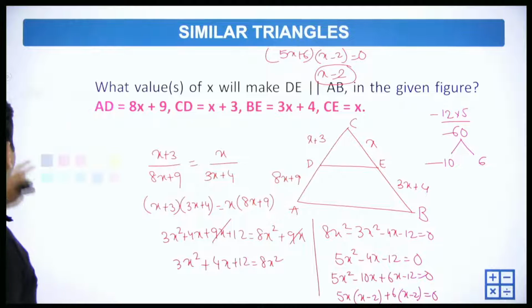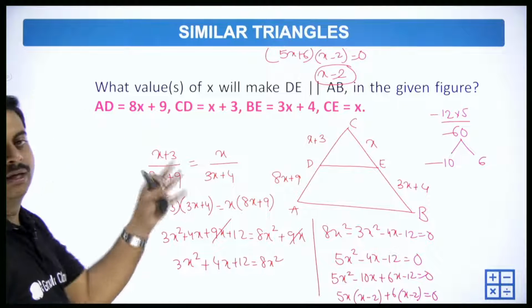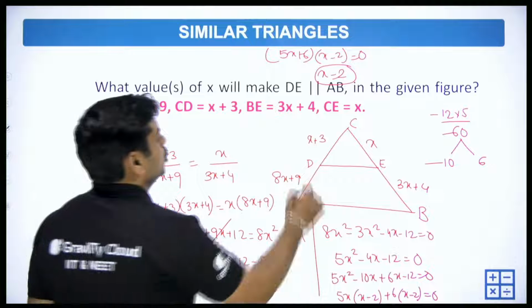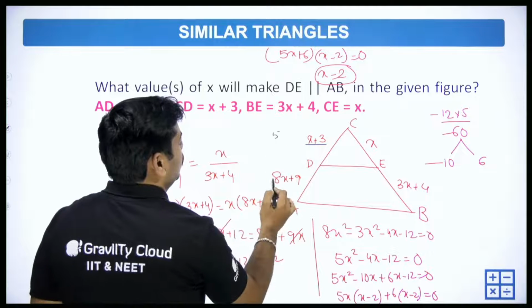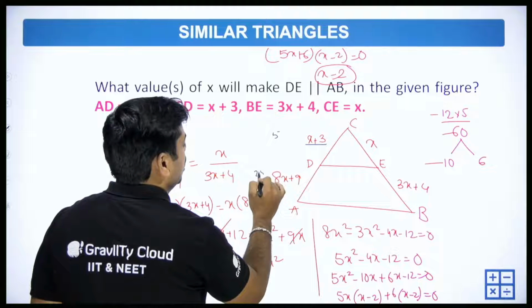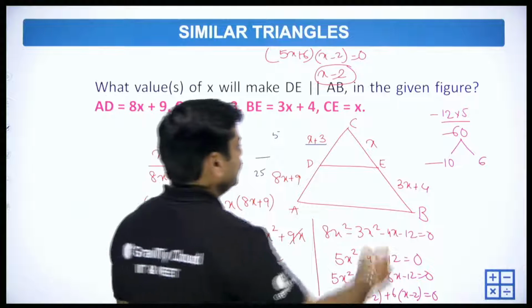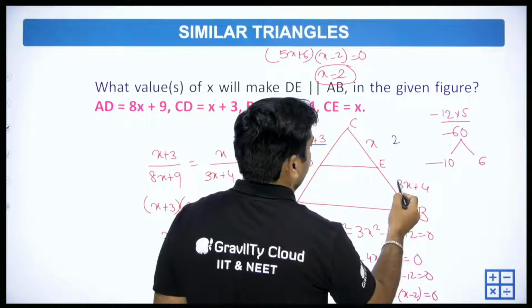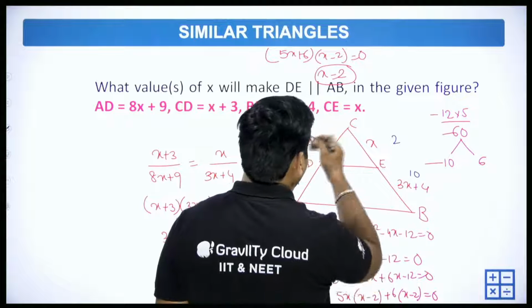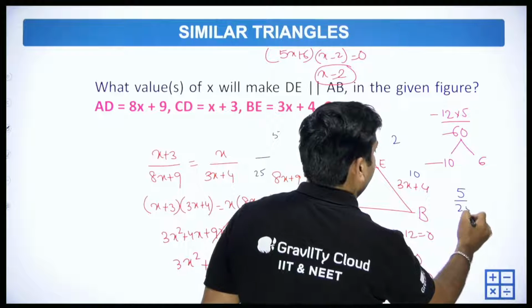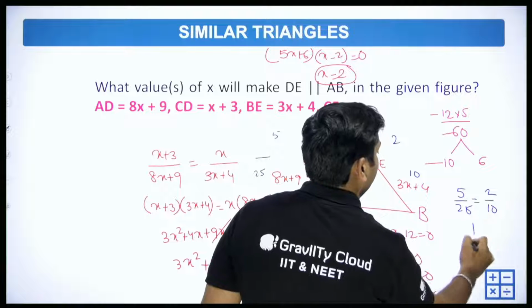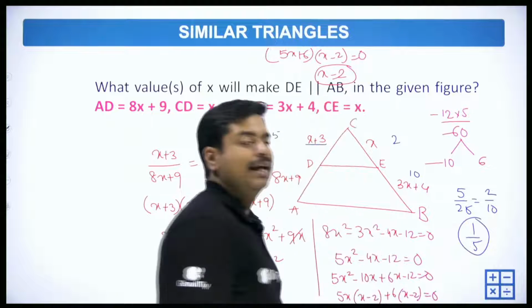If you want to verify, it's very simple. Just substitute x equal 2 in the given expressions. So 2 plus 3 is 5. 8 plus 16, 16 plus 9 is 25. So 5 by 25 should be equal to, x is 2, so 3 plus 6, 6 plus 4 is 10. If you carefully observe, 5 by 25 and 2 by 10 both are equal to 1 by 5. So we can say that they are in proportion.